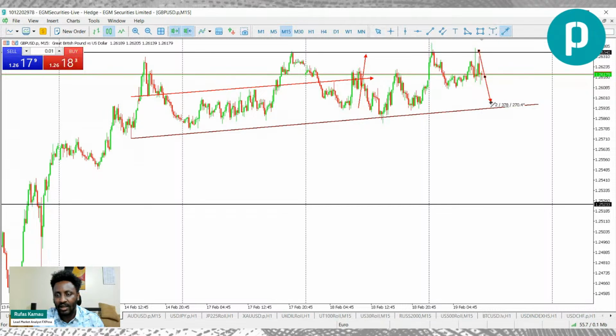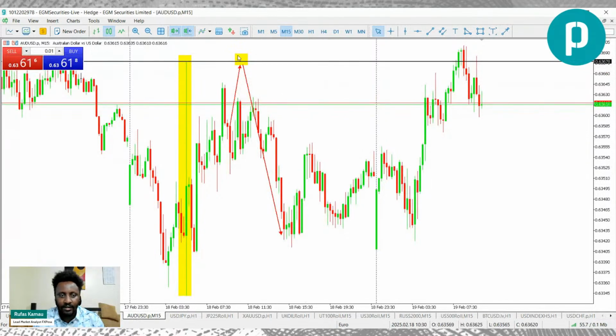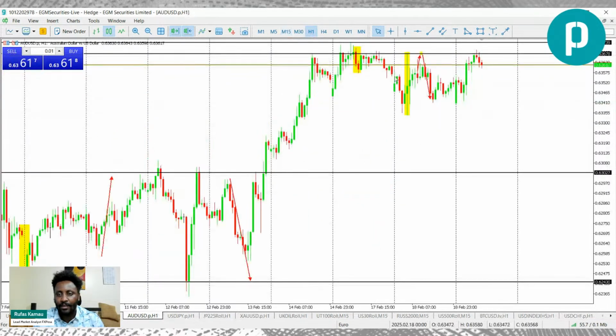So in this case, potentially the market remaining within pattern and getting towards the lower trend line. So for AUD USD, this one has been quite volatile, mainly as a result of the decisions by the Reserve Bank of Australia that happened on Tuesday in the morning. So in this case, you'll notice that there was increased volatility, but the market still has remained sideways.